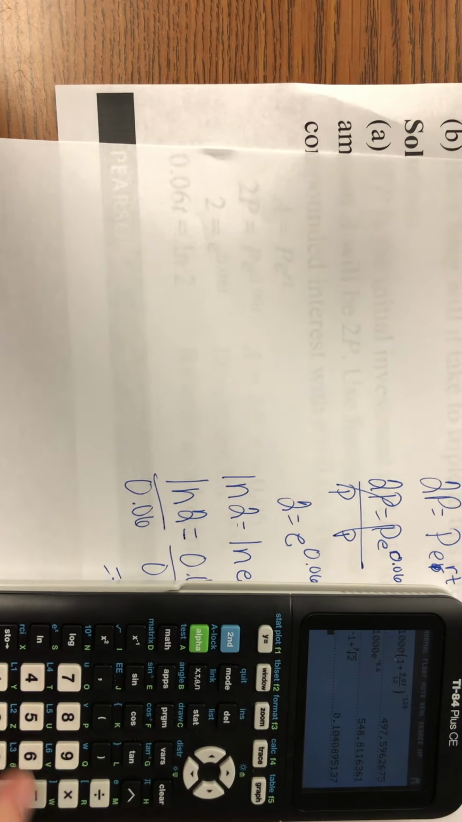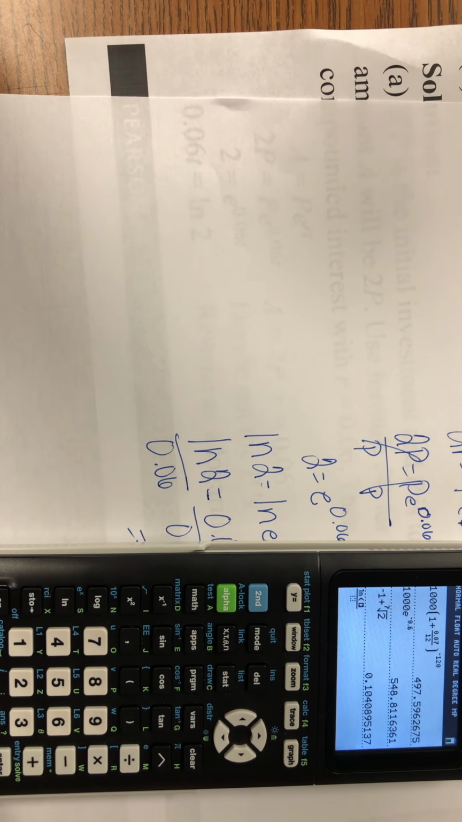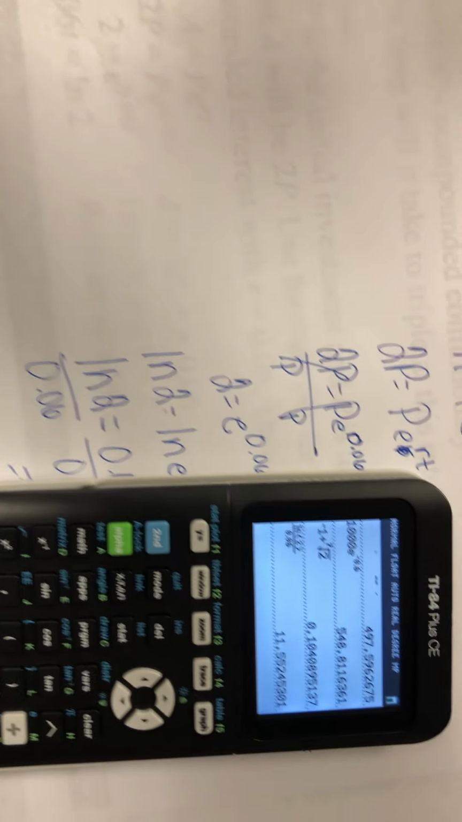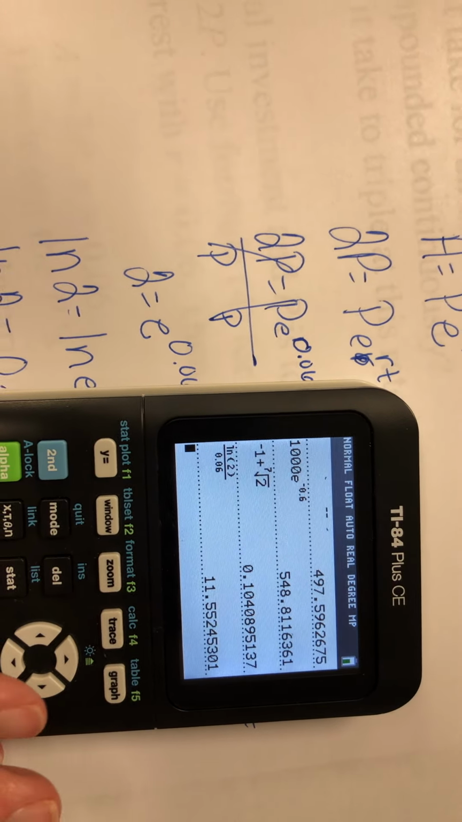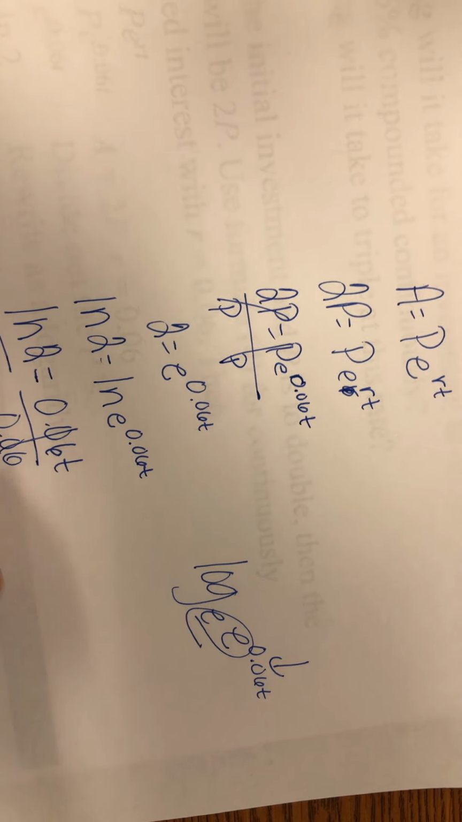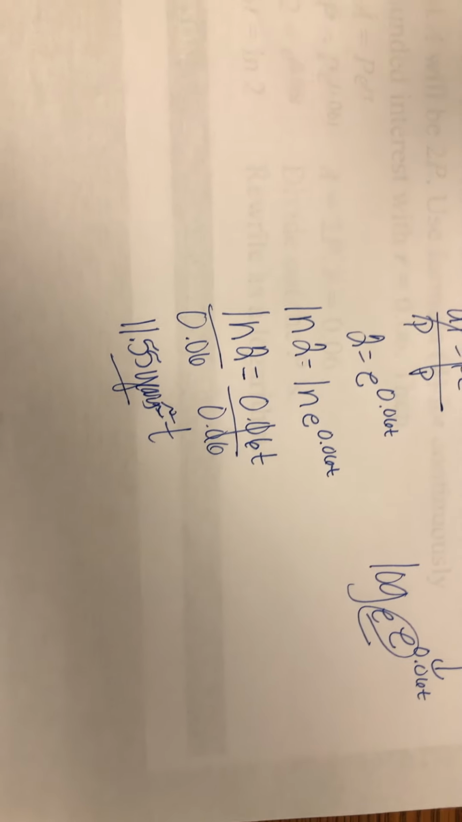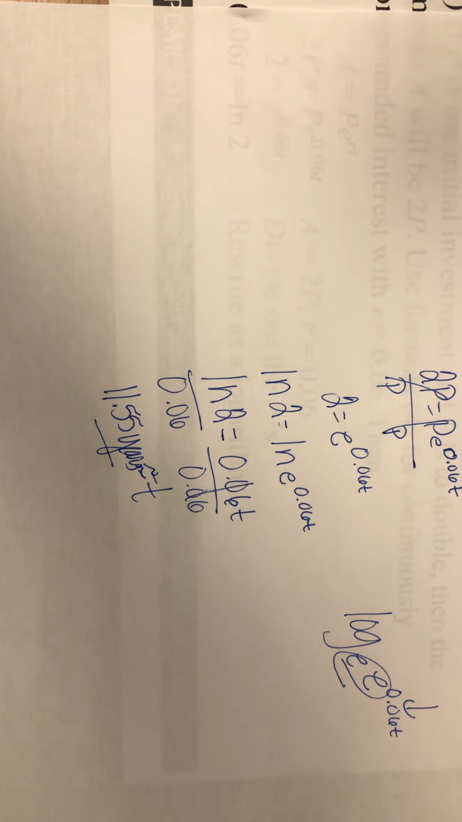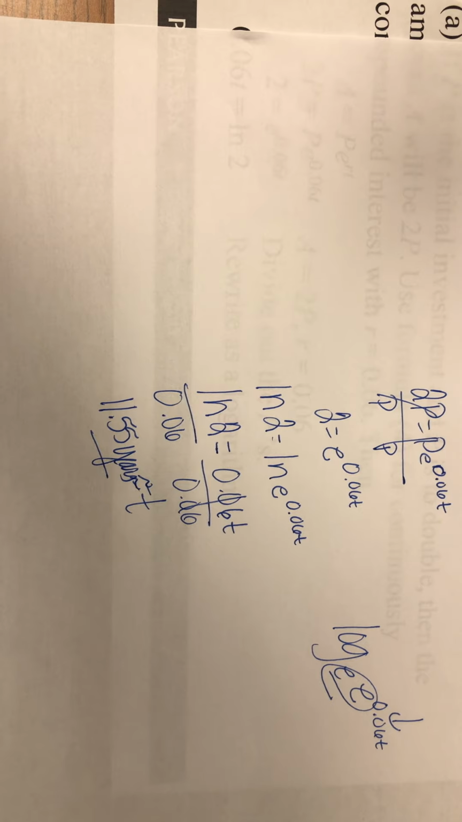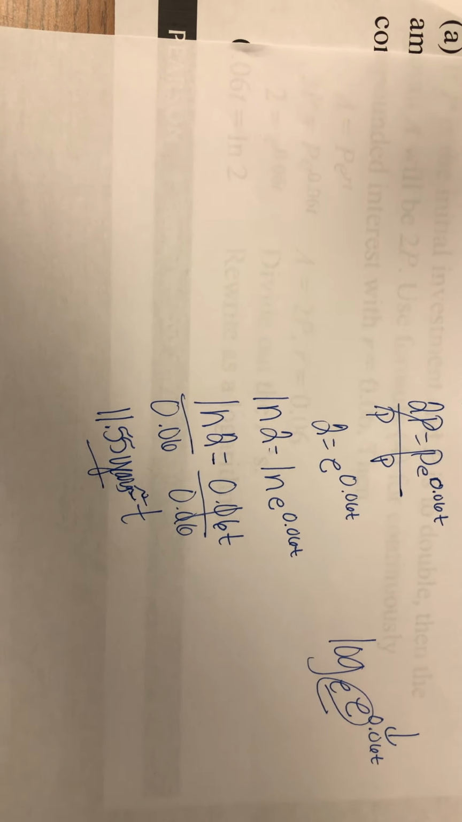Okay, so if I go to my trusty calculator and I do the natural log of 2 over 6/100, that's going to be my time. It's going to be approximately 11.55 years. Okay, so a little over 11.5 years. So 11.5 years is 11 years, 6 months. So it'll take you 11 years and 7 months on this one.